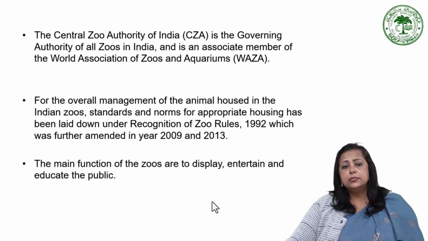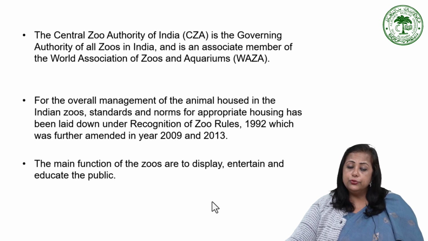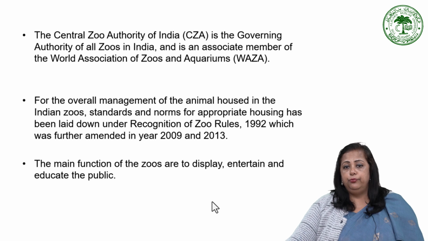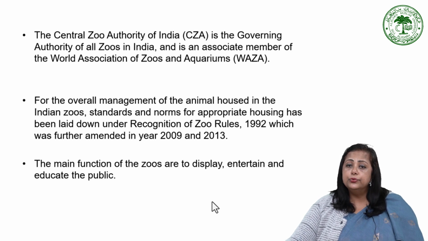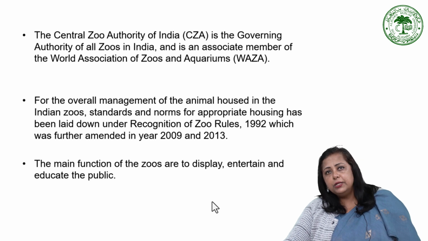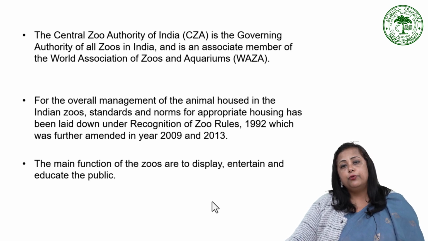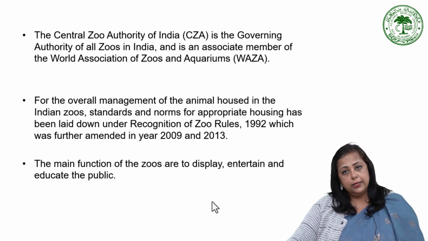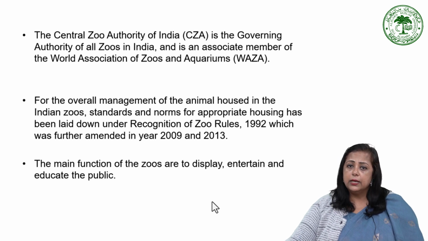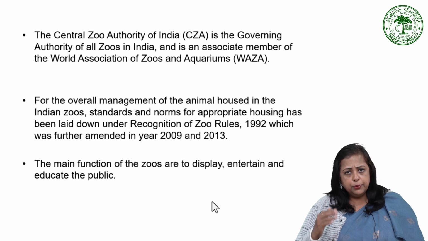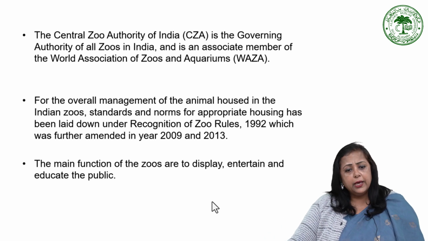The Central Zoo Authority of India is the governing authority of all zoos in India, and is an associate member of the World Association of Zoos and Aquariums. We call it WAZA. For the overall management of the animal houses in Indian zoos, standards and norms of appropriate housing have been laid down under the Recognition of Zoos Rules. Because if you are keeping animals in captivity in zoos, we have to follow some rules and regulations. Those rules were laid down under the Recognition of Zoos Rules 1992, which were further amended in 2009 and 2013. This is a normal process. We keep on amending different rules and acts.